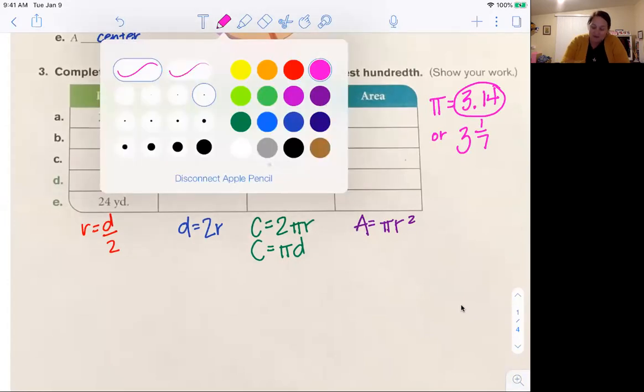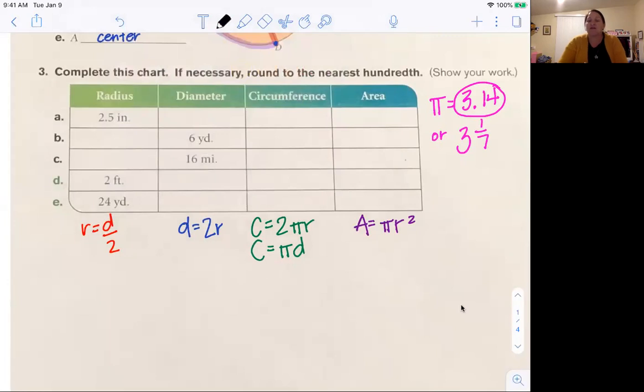So let's begin. Letter A, if I have a radius of 2.5, to find my diameter, it says right here, just double my radius. What is 2.5 doubled? Or 2.5 times 2? If you said 5, excellent job. It is 5 inches.